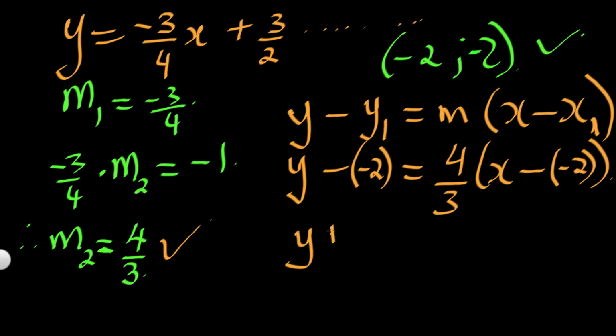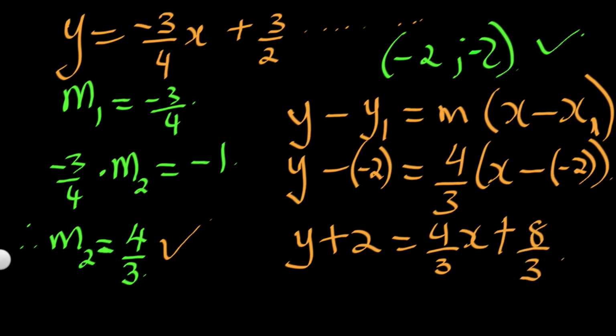So this is y plus 2 equals 4 over 3 x. Minus 2 becomes a positive 2, and we are multiplying that by 4 over 3. So 4 over 3 times 2, we get 8 over 3, so plus 8 over 3. Then we finish up by just subtracting 2 from both sides. So y is equal to 4 over 3 x plus 8 over 3 minus 2.